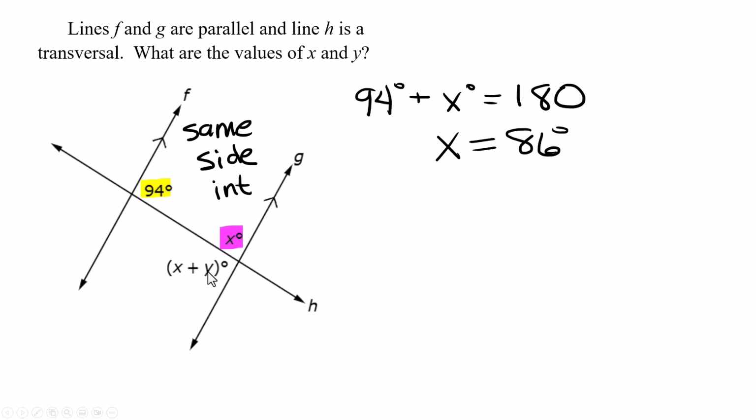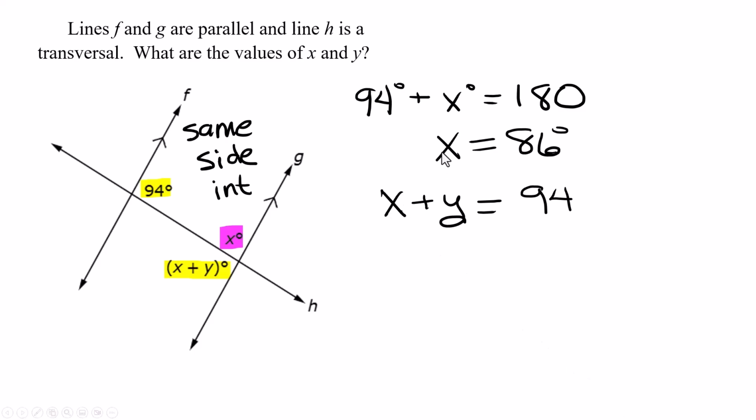And there's more than one way to do it. Right here, these two make a linear pair, so these two would add up to 180 as well. But I also know that this 94 and this x plus y are alternate interior angles, which means they're equal to each other. So I'm going to do it that way, because I don't know, my brain thinks that's simpler.